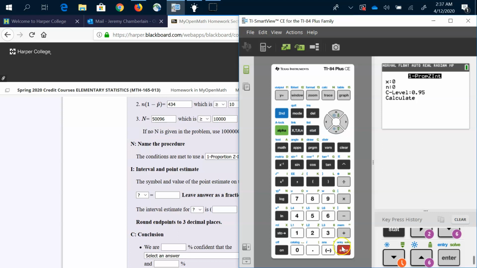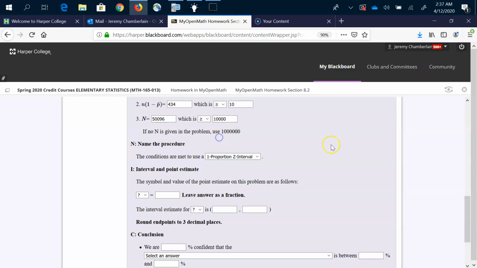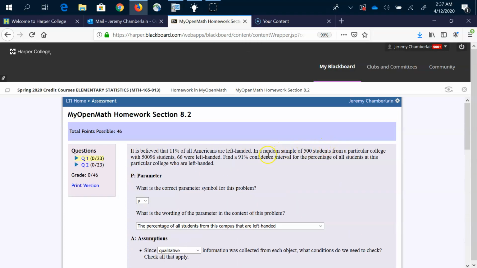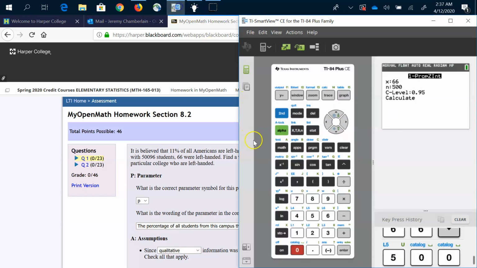The number of successes, 66. The number in our sample, 500. The confidence level, well, I see short-term memory. I'm going to have to go look at that. The confidence level, 91%. Of course, I'm not going to enter 91. I'm going to enter the decimal version of 91%. And now I'll hit calculate.